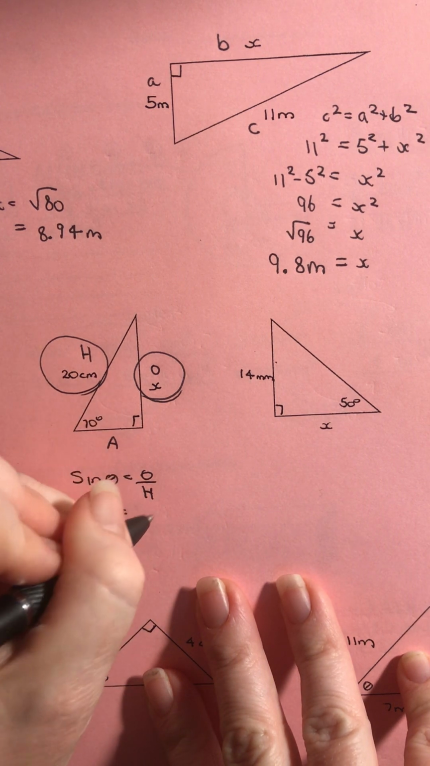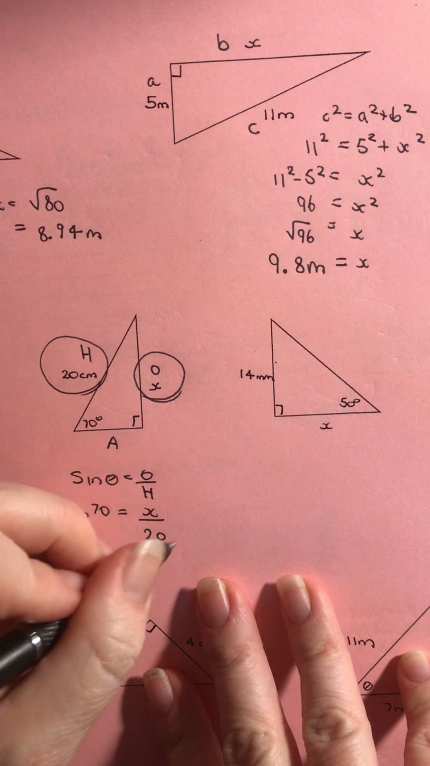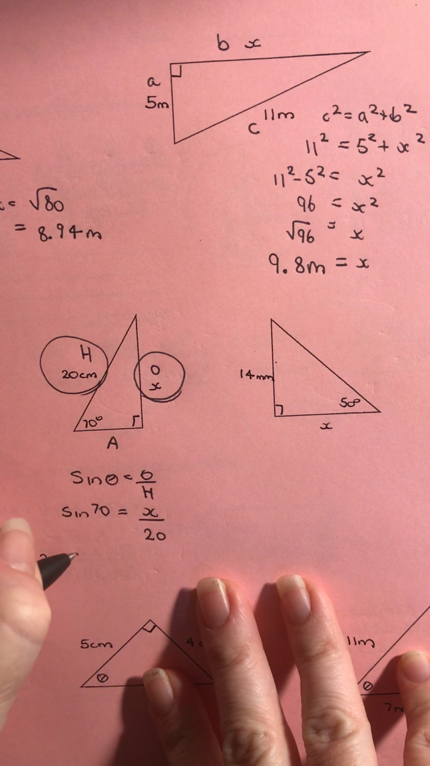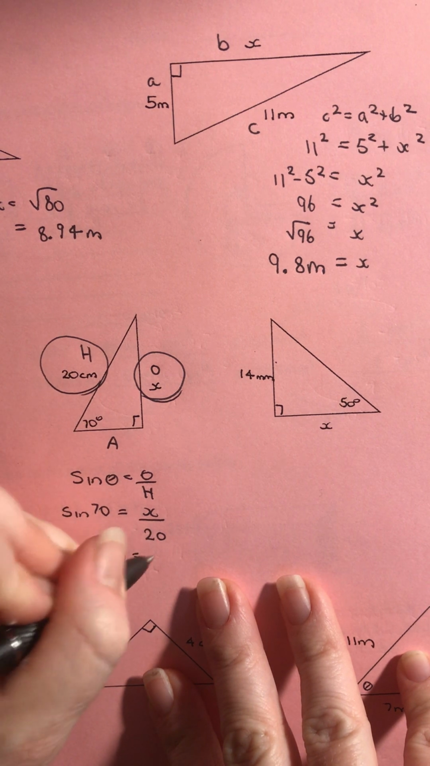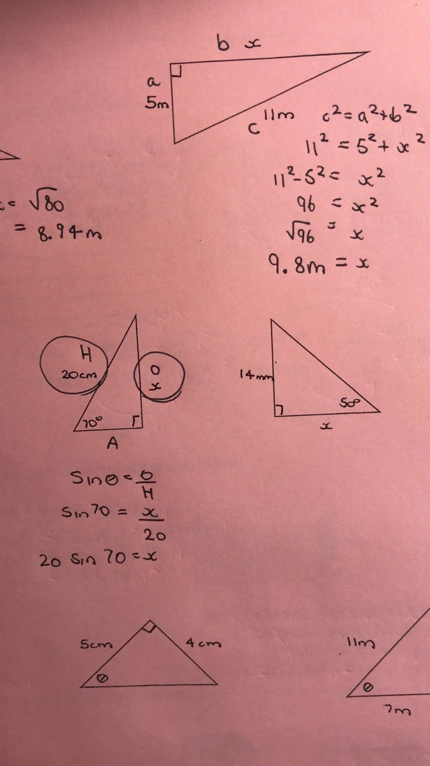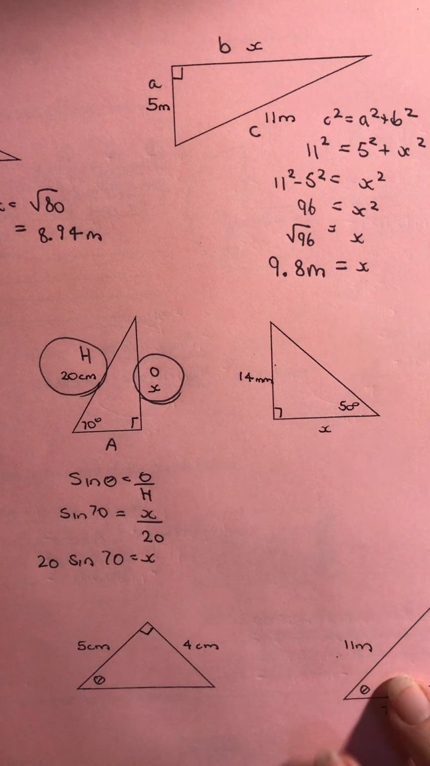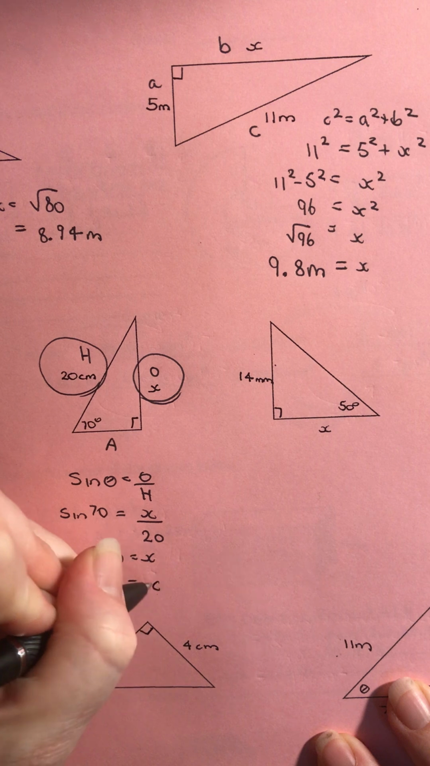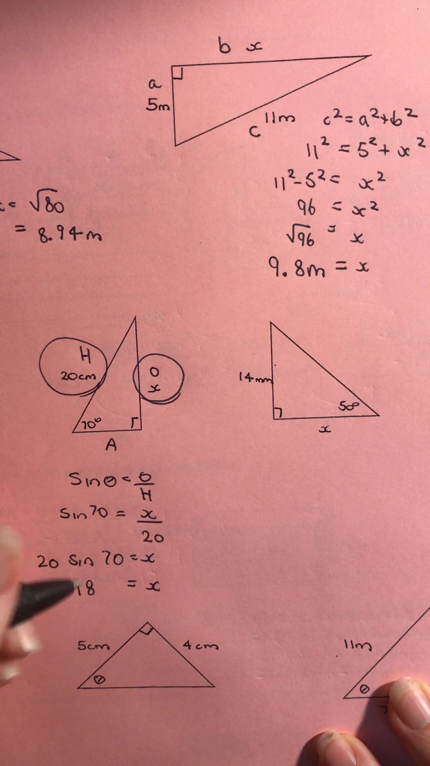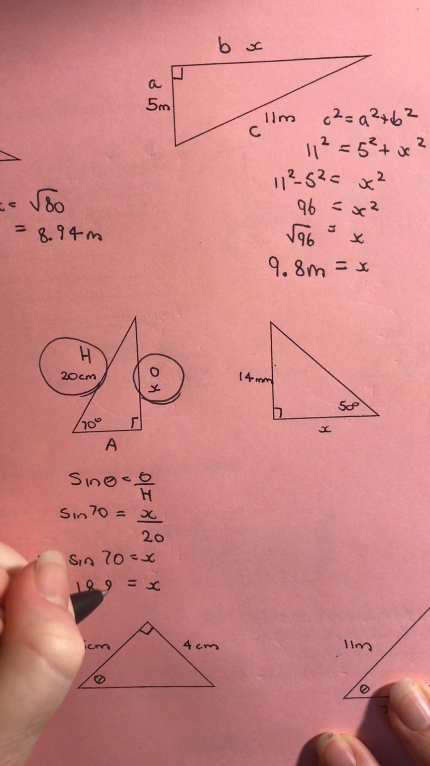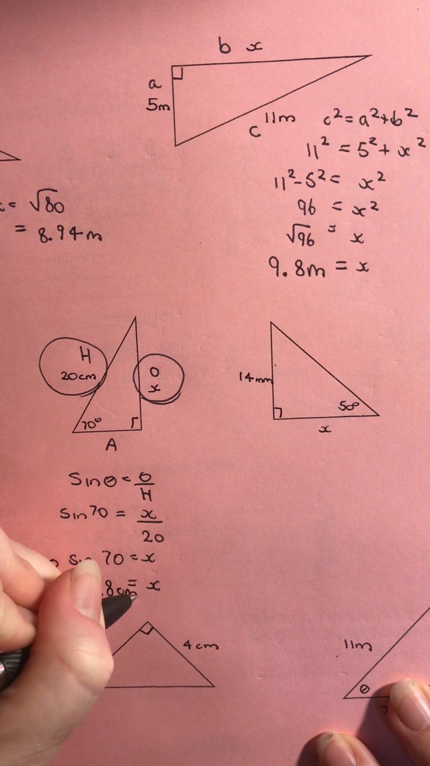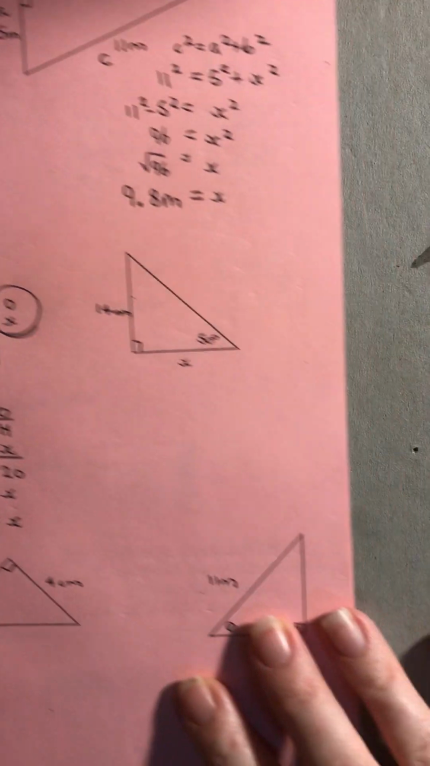Sine 70 is going to equal X over 20. So the 20 is on the bottom. I'm going to multiply, and get 20 sine 70 is equal to x. So I've got 20 sine 70 on my calculator, and I get 18.793. So I'm going to round that to 18.8 centimetres this time. We've got centimetres on our triangle.